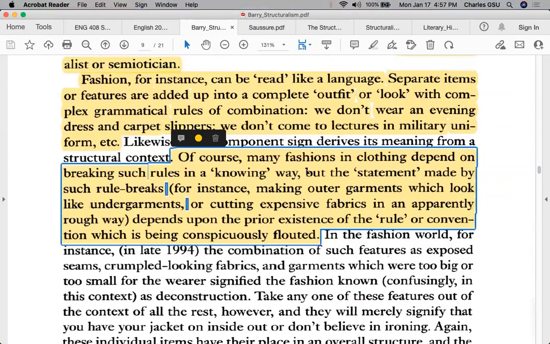Typically. Of course, many fashions in clothing depend on breaking such rules in a knowing way, right? Like you're deliberately flouting convention by, as he says, wearing, as Madonna did, a bra on the outside of your clothing. Something that you would wear on the inside is now worn on the outside as a fashion statement. But the statement made by such rule breaks, for instance, making outer garments which look like undergarments, or cutting expensive fabrics in an apparently rough way, which I've noticed many people do. You know, their jeans or buy jeans that look all rough and cut, for which you pay more apparently, depends upon the prior existence of the rule or convention which is being conspicuously flouted.